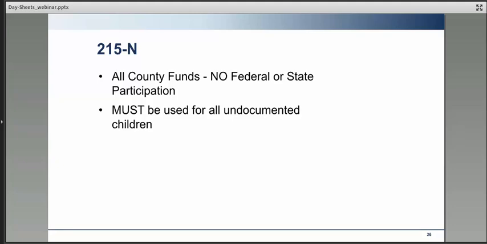And by using N, that will draw down no other funding, but that is a requirement based on the undocumented status.